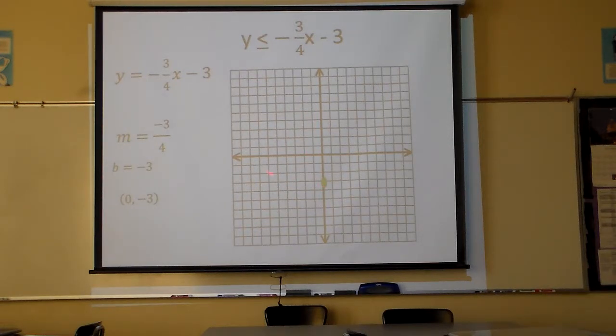1, 2, 3. And now I've got to go down 3 over 4. And will it be a solid or dotted line? Notice there's a bar, so it will be a solid line. And if I'm standing right here, on which side will it be less than? y is smaller, so it will be going down.